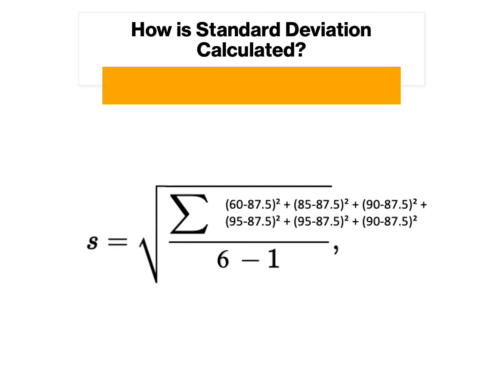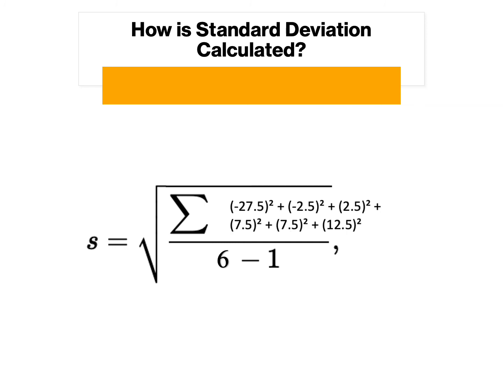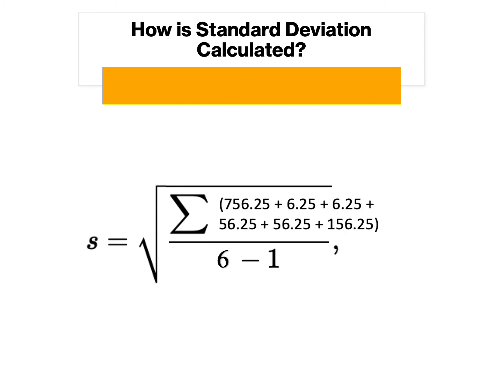Plugging our data into the formula looks like this. Our first step will be to subtract the mean from the individual test scores. The next step eliminates the negative numbers by squaring each of the numbers, or multiplying it by itself. Next, we simply perform the addition and the subtraction.